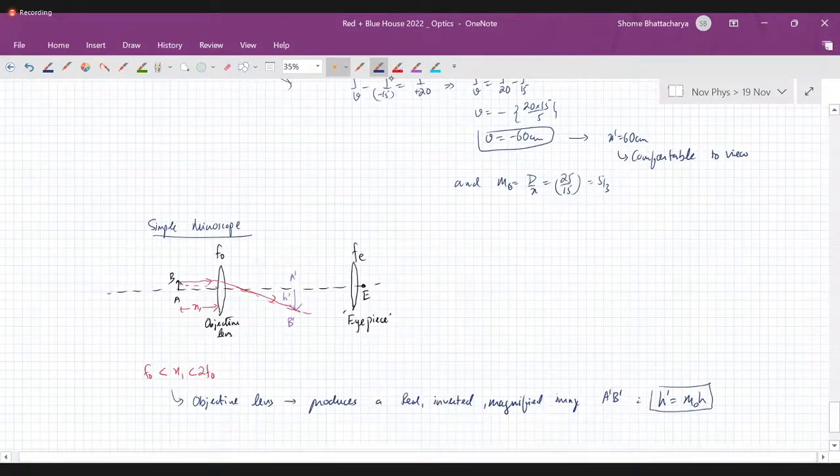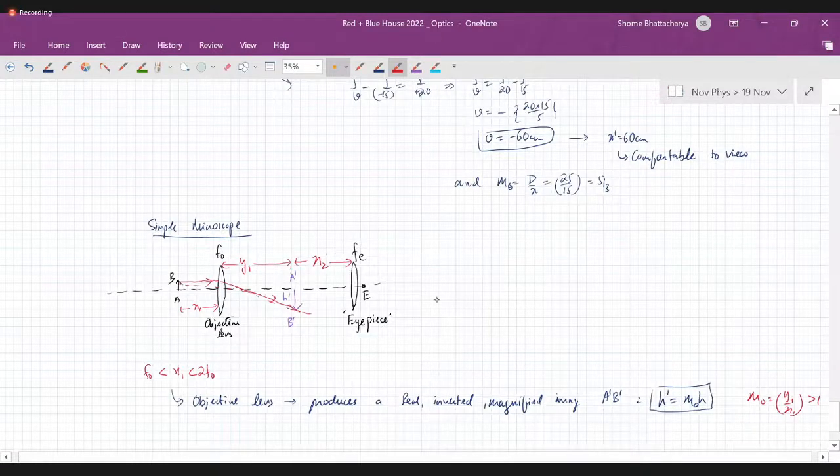where, if this distance is y1, greater than 1. Okay. Now this becomes the object for the eyepiece.